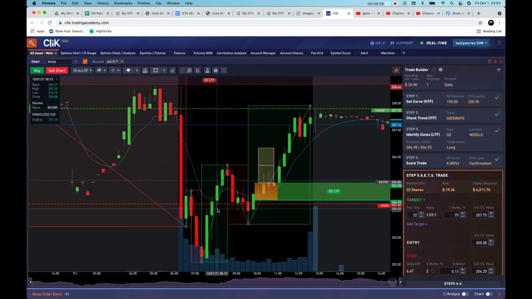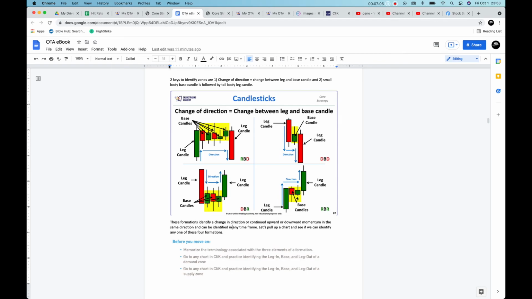Now it will take some time to identify these formations. Sometimes they'll be easier to recognize than others, but you want to be able to pull up a chart and identify any one of these formations. It is these formations that are going to identify where we can find our unfilled orders, and that is going to determine where we identify our zones as well as our limit orders and stop losses.